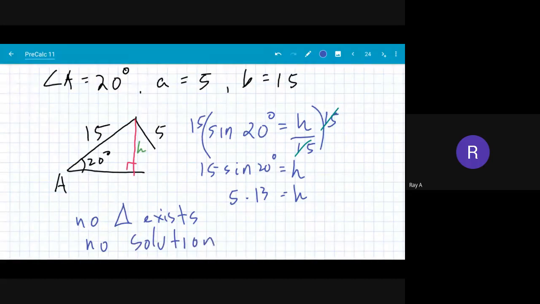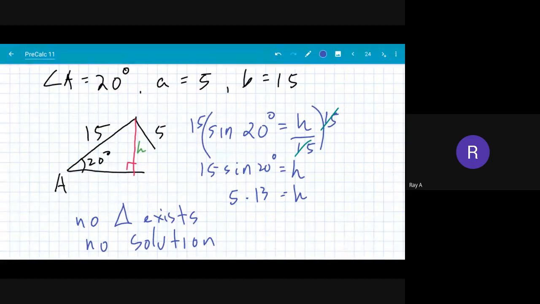If the question in this case was not to find out if there is a triangle or not, but it goes like, okay, solve the triangle, solve for the missing angles and the other missing side. You have to be careful with that because you have to establish first that there is a triangle. In this case, there is no triangle, therefore there is no side and there are no other angles to look for.